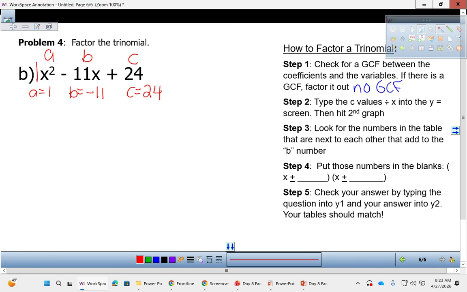So the next thing I'm going to do is type the C value divided by x into my y equals screen. So in my y equals screen, I'm going to do 24 divided by x. And when I go to my table, I'm going to be looking at numbers that multiply together to be 24. You okay with that? But I also need the numbers to add together to be the B number. So let's think about what we know. I need the numbers to multiply together to be a positive, but add together to be a negative.